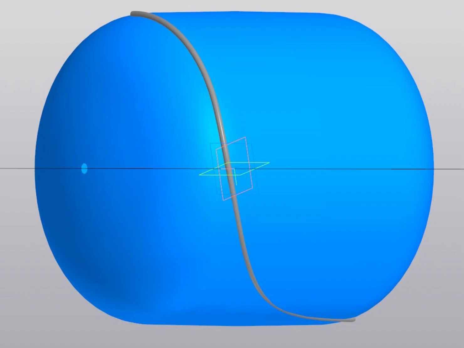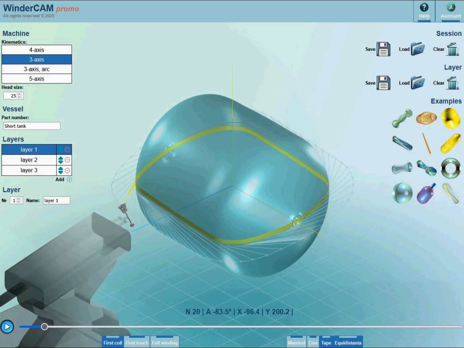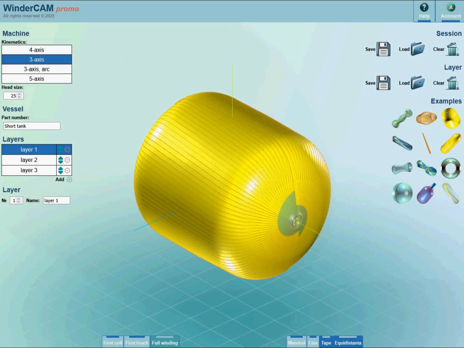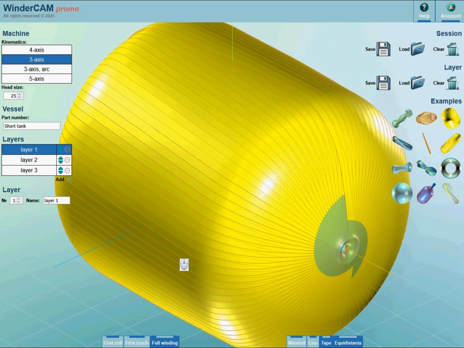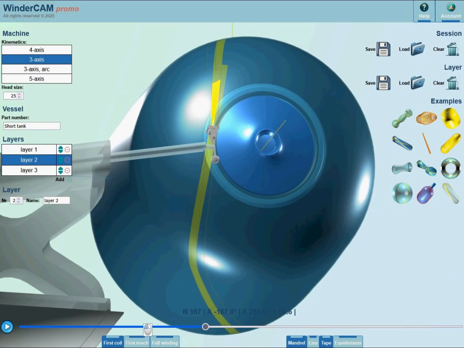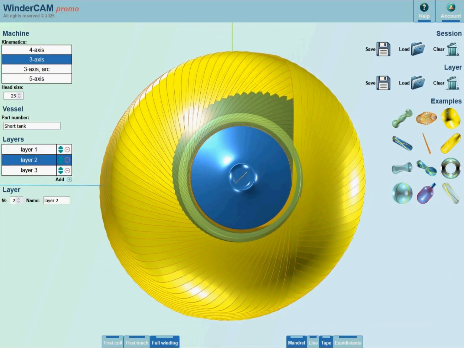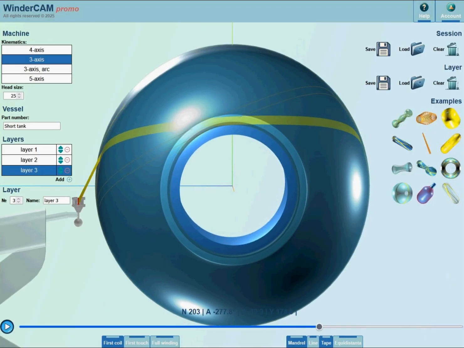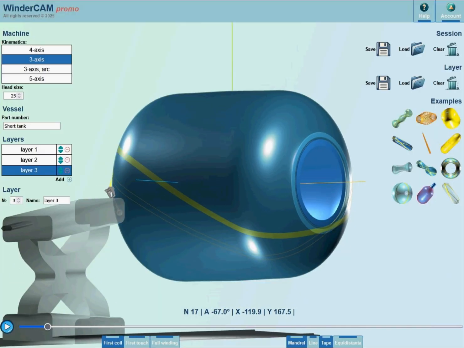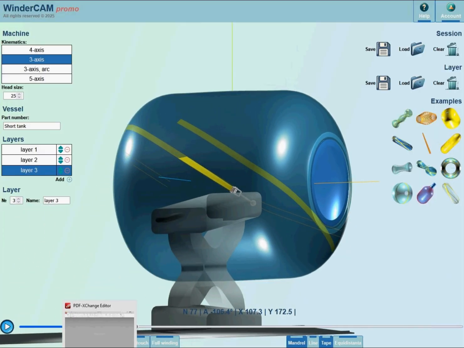Once we have the adjusted path and the transition turn, what happens next? Step 7. Calculating paths for the winding equipment. This stage is machine-specific. WinderCAM takes the path on the mandrel and converts it into motion commands for your winding machine's axis. The program calculates the motion while minimizing acceleration.